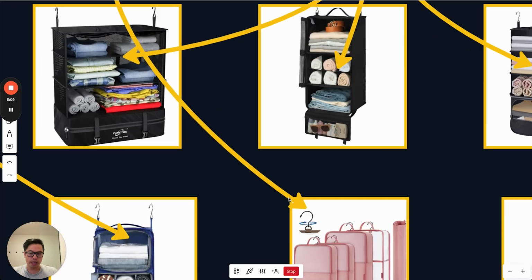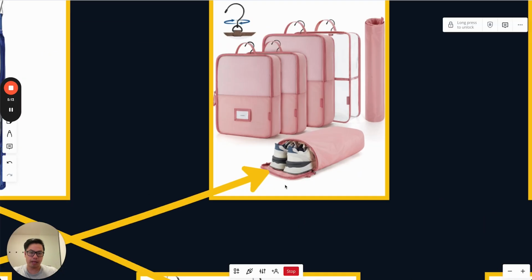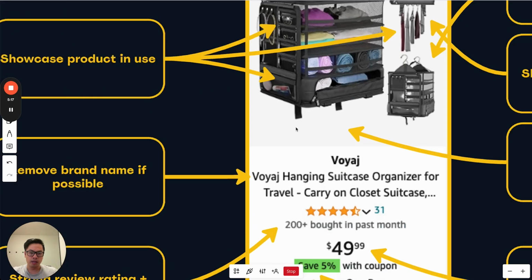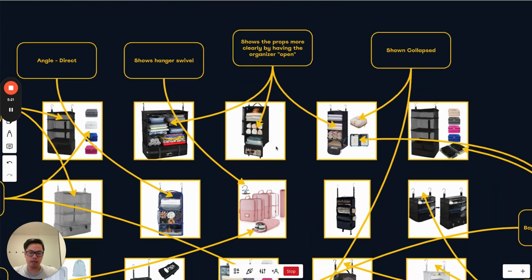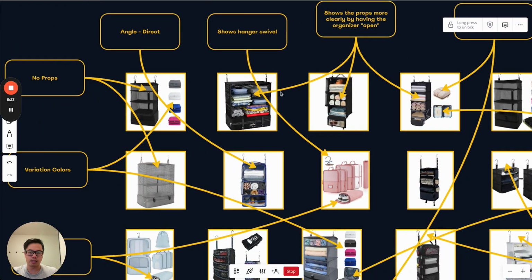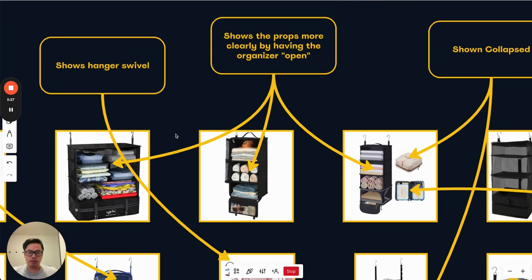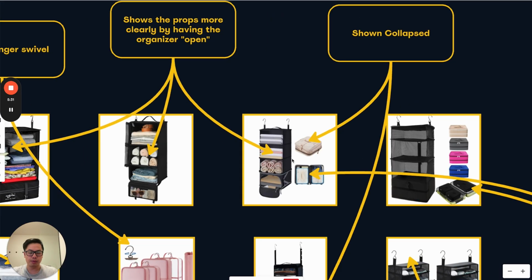They show a swivel, so that might be something. They show this one's more packing cubes, but they show shoes. So showing shoes in here could be a thing, especially if that's something that somebody cares about. What else we got here? Props, showing props in use, so you're already doing that one.